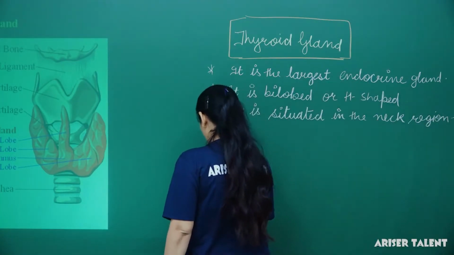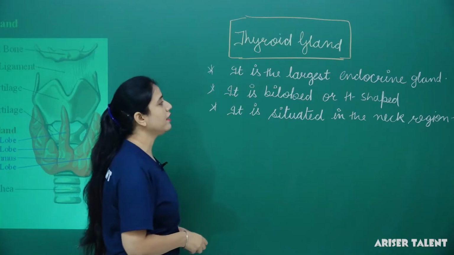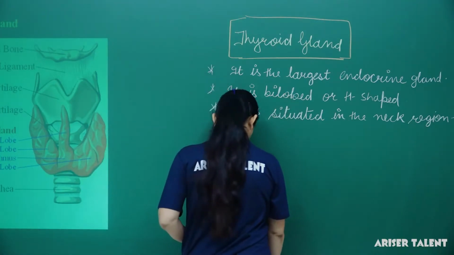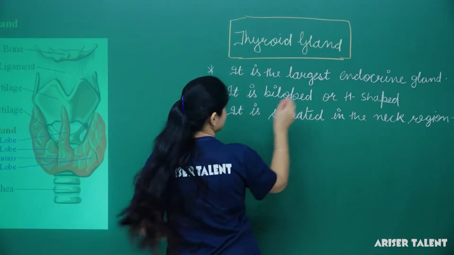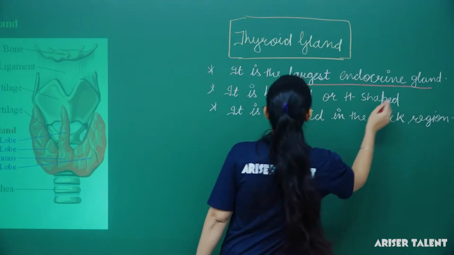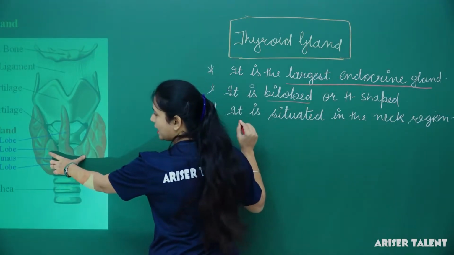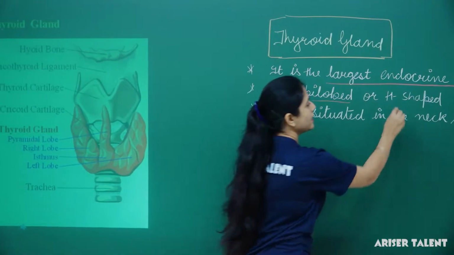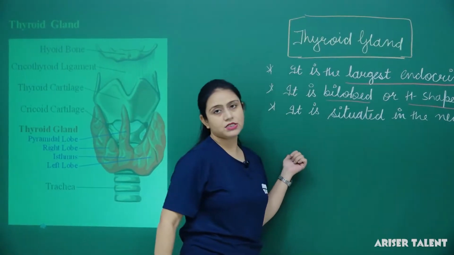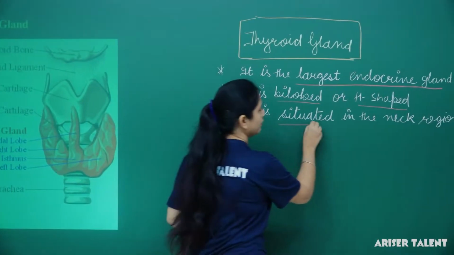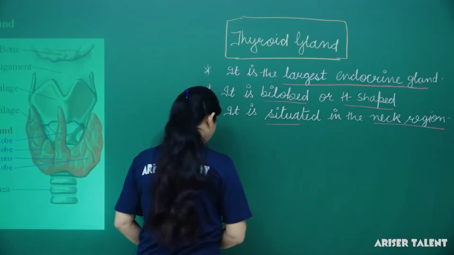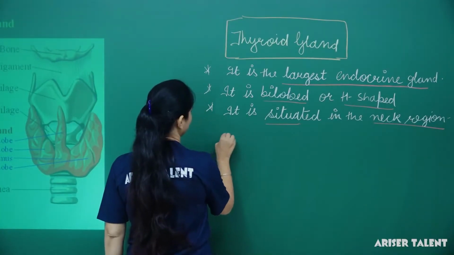Fine. So what is the general introduction about the thyroid gland? That it is the largest endocrine gland. Okay, it is the largest endocrine gland and it is bilobed. Here we can see that it is bilobed or H-shaped, as well as it is situated in the neck region. Okay, now generally it secretes three types of hormones.